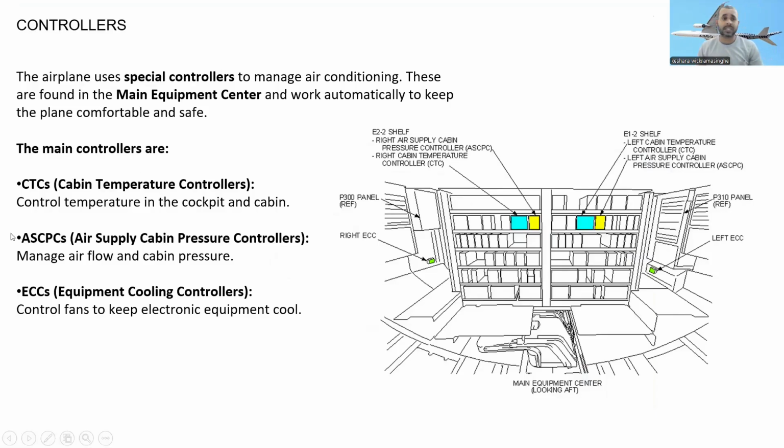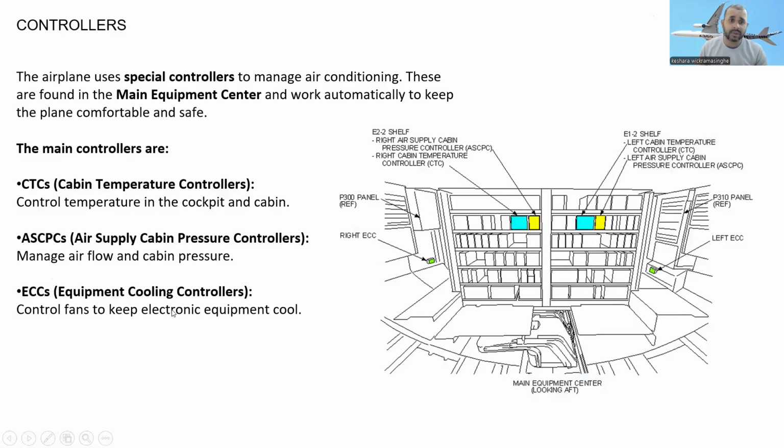So the main controllers are CTCs, cabin temperature controllers. Cabin temperature controllers control temperature in the cockpit and cabin. And next, ASCPCs, air supply cabin pressure controllers. What do they do? They manage airflow and cabin pressure.